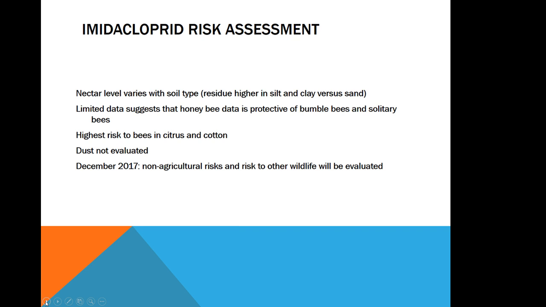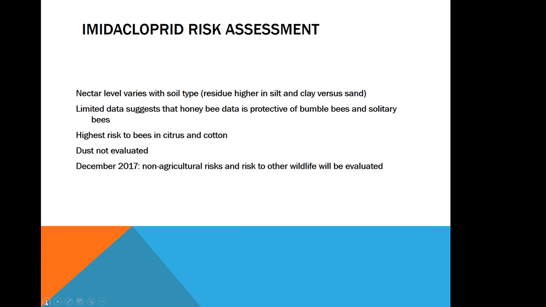Limited data produced in this study suggests that honeybee data is protective of bumblebees and solitary bees. This is an important finding which I mention later in this presentation when I talk about the Voluntary Pollinator Protection Plan. The highest risk to honeybees is in citrus and cotton. Dust samples were not collected in this study, but many contain pesticide residue. Bees may inadvertently collect dust when collecting pollen and nectar.